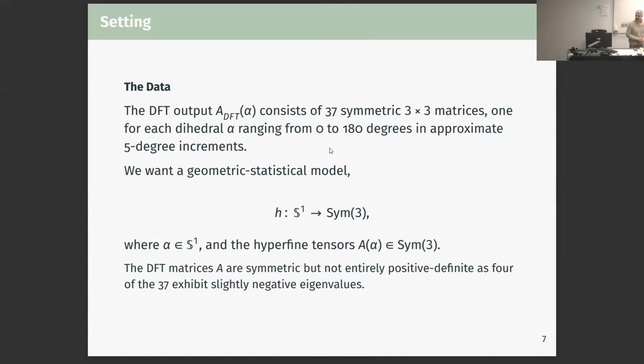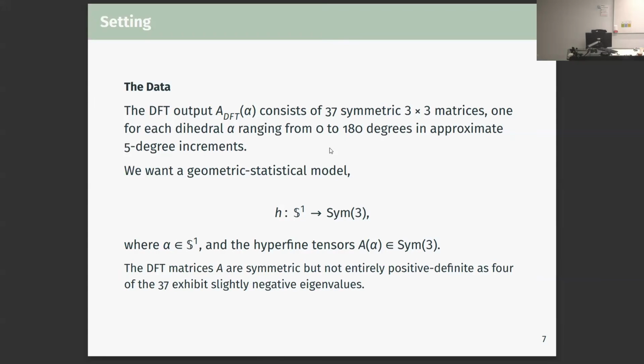So the data we have: we're taking DFT data as ground truth. I know the previous slide mentioned that it could be inaccurate, but we're taking it as ground truth for the time being. There's another research thread which can cast some perspective on that, but for now we take that DFT output as ground truth. So 37 symmetric 3x3 matrices, one for each dihedral rotation. The dihedral rotations are from 0 to 180 degrees in approximately 5-degree increments.